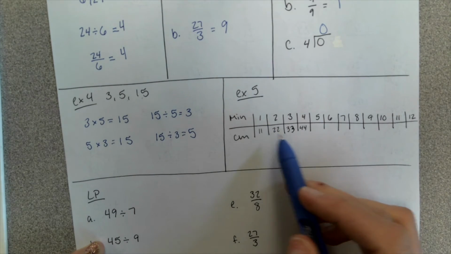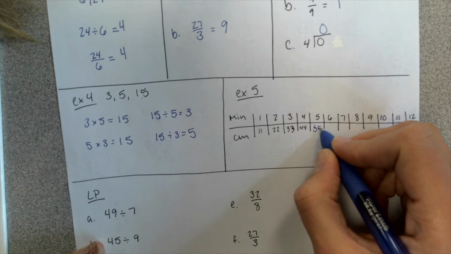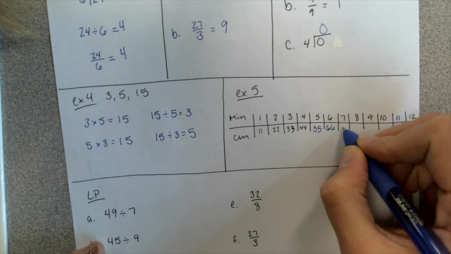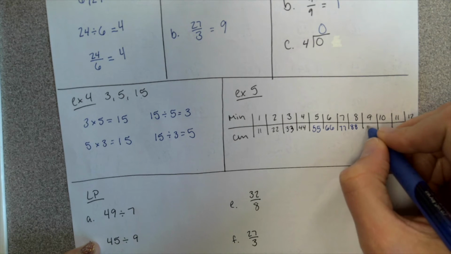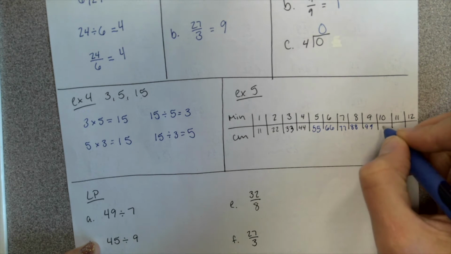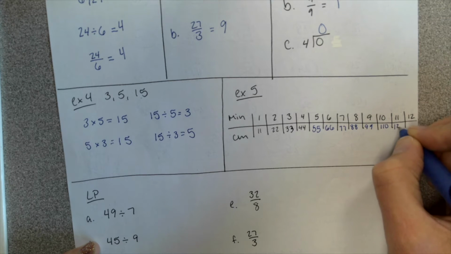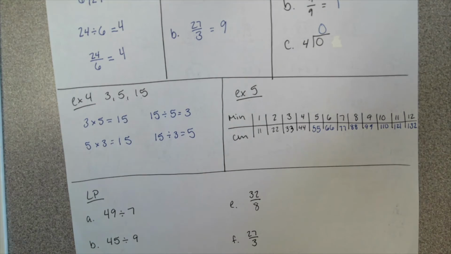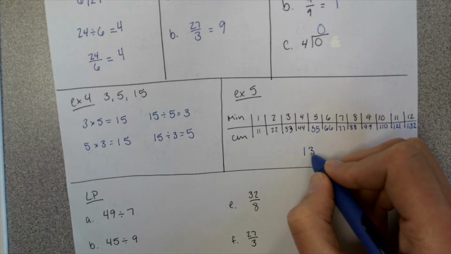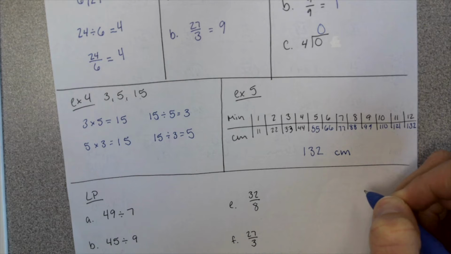This is 11 times 1, 11 times 2, 11 times 3, 11 times 4, 11 times 5 is 55, 11 times 6 is 66, 11 times 7 is 77, 11 times 8, 88, 11 times 9, 99, 11 times 10, 110, 11 times 11, 121, 11 times 12, 132. So how far? 132 centimeters.